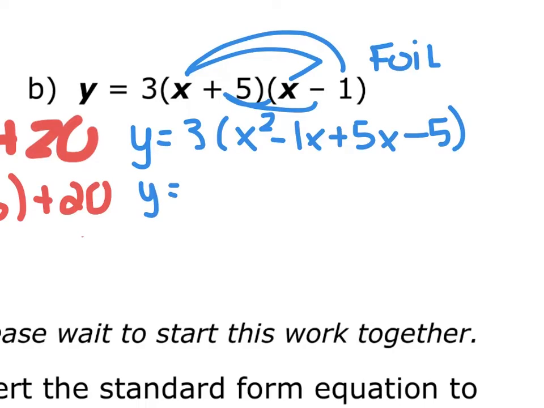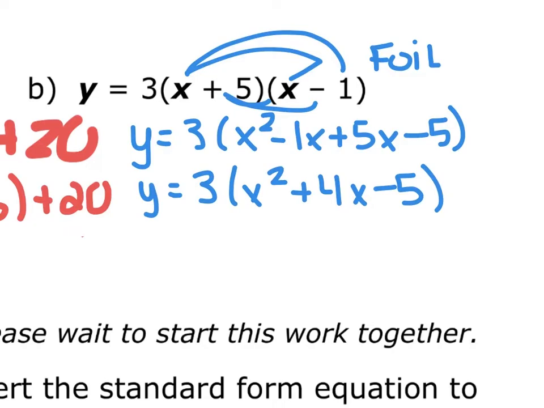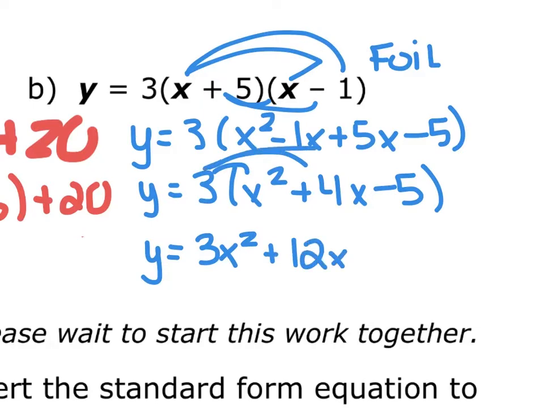collect like terms. Thank you. X squared. So we're going to get 4x here, minus 5. And the last step. Distributive property. Yep, perfect. So we multiply in, we get 3x squared. We multiply by positive 4, we get 12x. And then we multiply by negative 5, we get negative 15. So that would be our final answer.